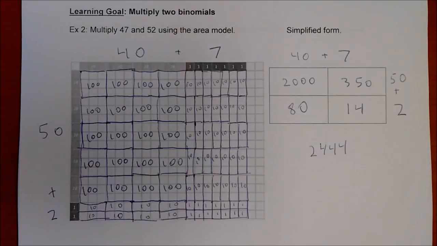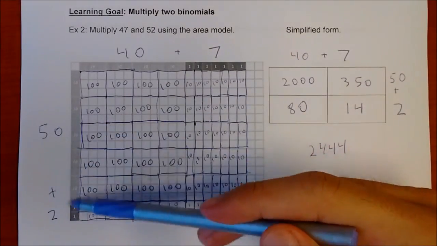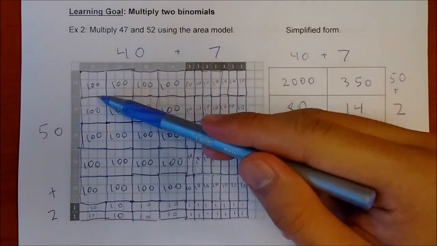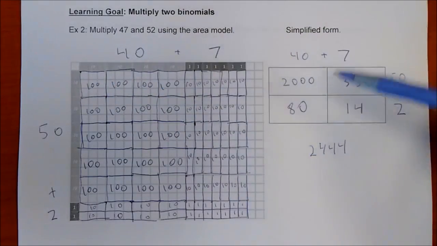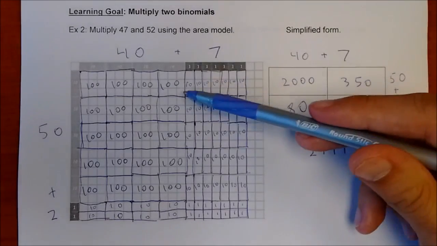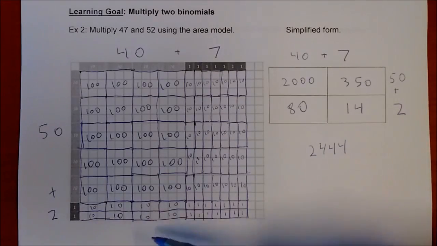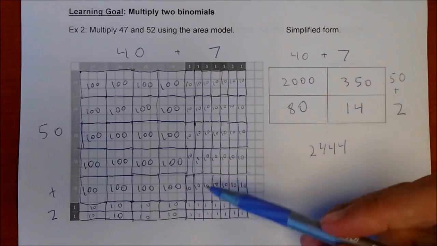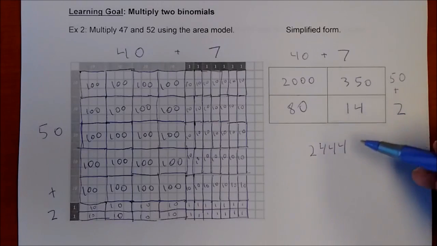Let's see how you did. So using the area model, I have the 40 plus 7 on the top and 50 plus 2 on the left. And each of these 10 squared blocks over here, we have 20 of them as represented inside the simplified form of 2000. And then we have 350 over here with 35 10 blocks and 8 10 blocks on the bottom with 80, and then 14 1 blocks over here. And then together these all add to 2,444.